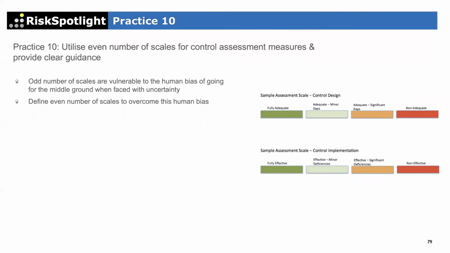Then that process suffers from human bias, it's vulnerable to human bias. So this is again about thinking about the human aspect of risk management. The human aspect is that whenever we have an odd number of choices and we are uncertain, we always go for the middle ground. So if I have to pick between red, amber, green for my control, or effective, partially effective, and not effective, then by default most people will go for the middle ground.